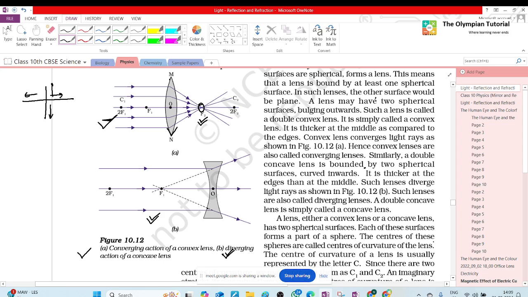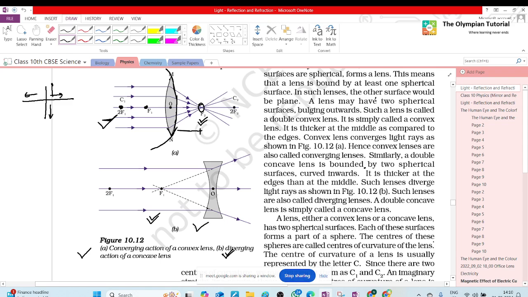It is F1, and double of it is 2F2. Actually, what is 2F2? See, the convex lens is formed by this one sphere. So the radius of this sphere is 2F2, and half of this is the focus. And here, on the right side, it will be considered positive. On the left side, it will be negative.